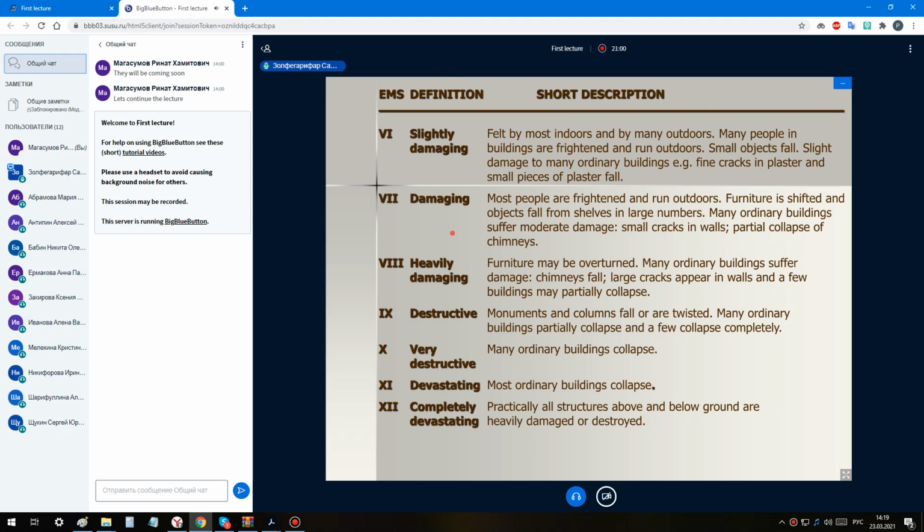Or in level 12 of the EMS scale, completely devastating, and as the description of this level, all structures above and below ground are heavily damaged or destroyed.